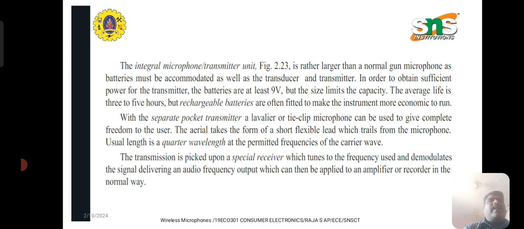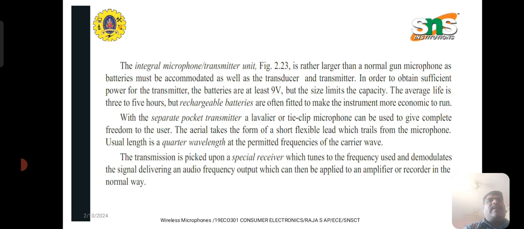In order to provide proper power to the transmitter microphone, a battery of at least 9 volts is used for the power supply, and this 9 volt battery has an average lifetime of 3 to 5 hours. Rechargeable batteries are often fitted to make the instrument more economic to run. A separate pocket transmitter or a tie-clip microphone can also be used to give complete freedom to the user.